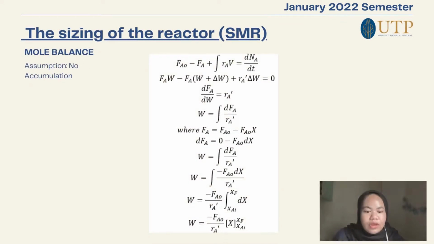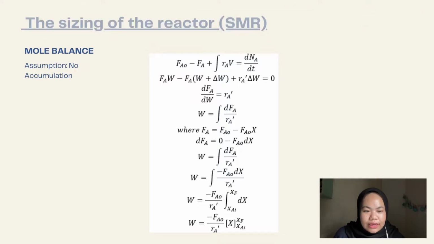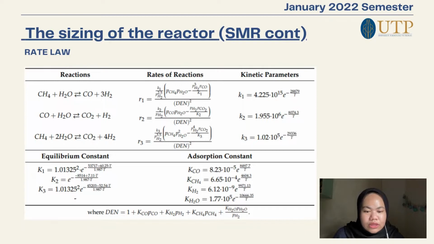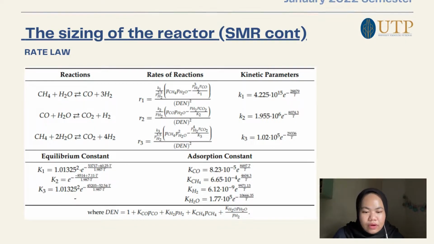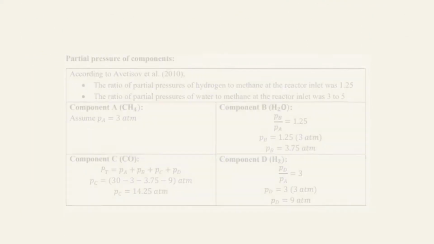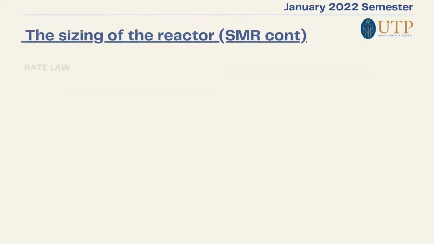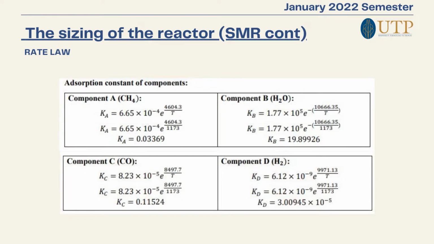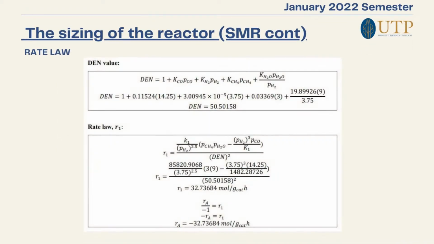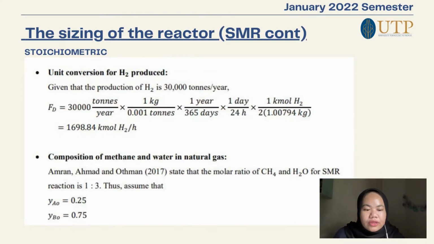The first step is to generate the mole balance. For a PBR, by assuming that there is no accumulation, the mole balance equation can be simplified in terms of weight of catalyst. The second step is the rate law equation. By referring to references, the rate law for the SMR reaction can be calculated as follows. The third step is regarding the stoichiometry of the reaction.